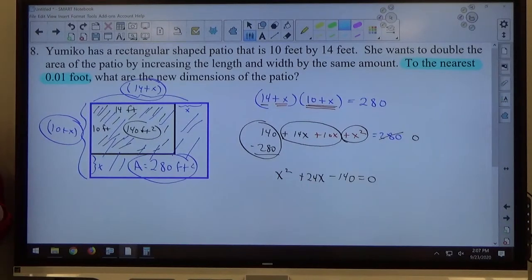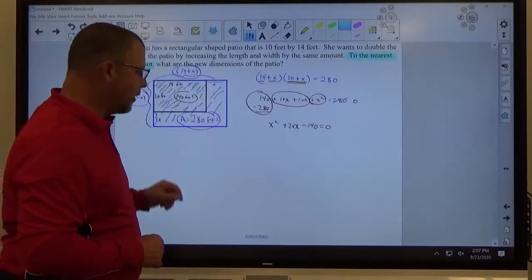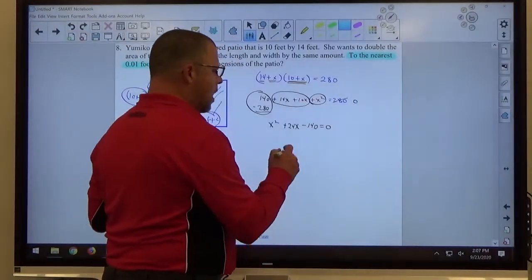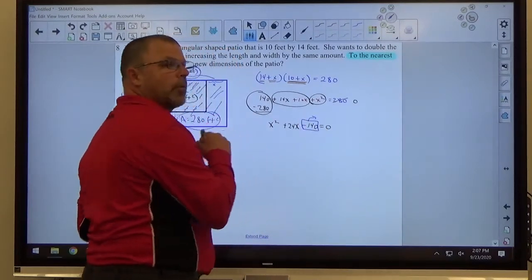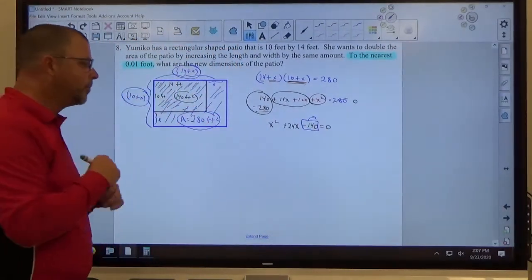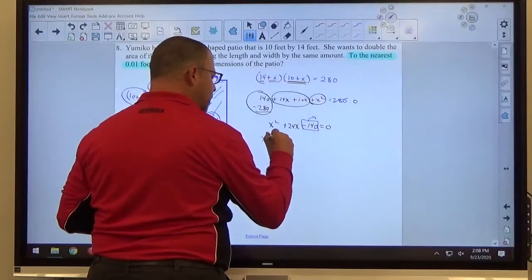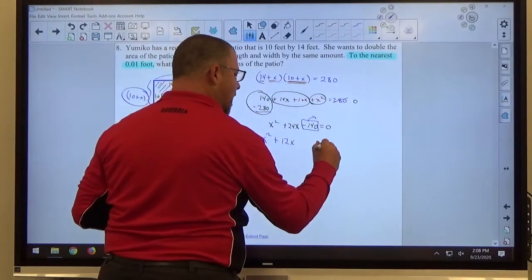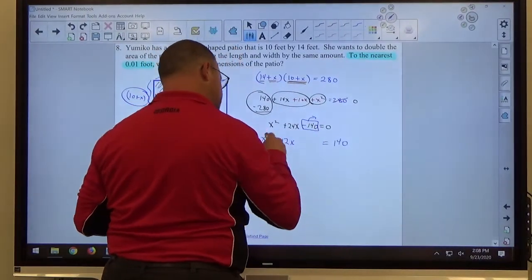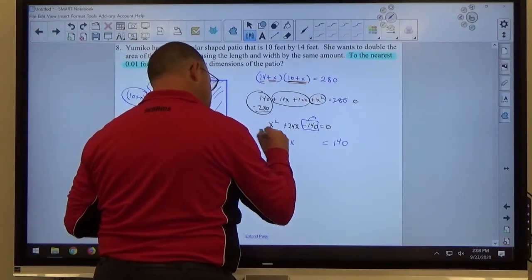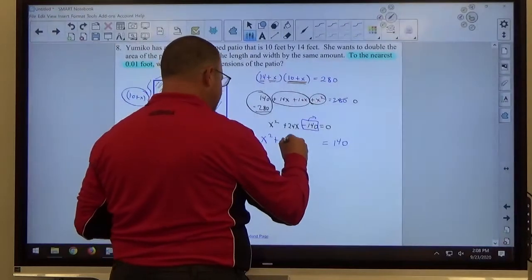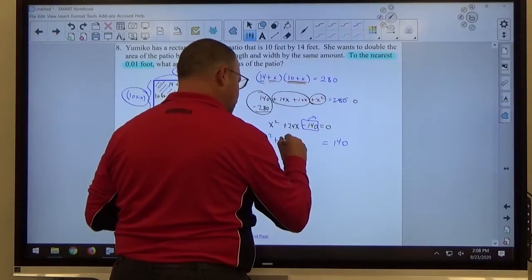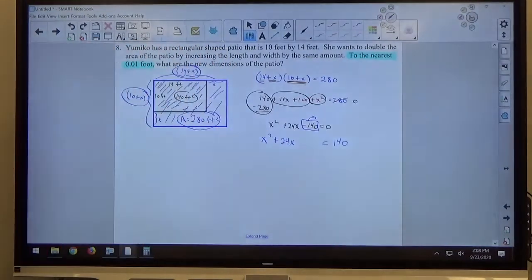So if I'm going to complete the square, recalling how we do that from the last chapter, I'm going to move my 140, the constant, to the other side, because there is no number in front of x squared. We don't have to divide by a. So I'm going to have x squared plus 24x equals 140. I was dividing by 2 in my head before I started.